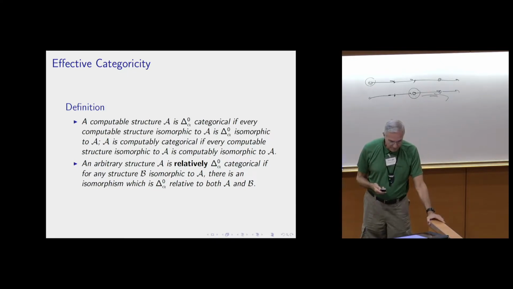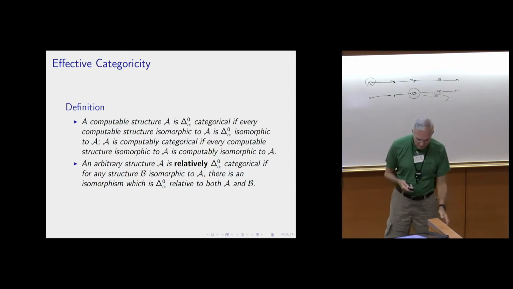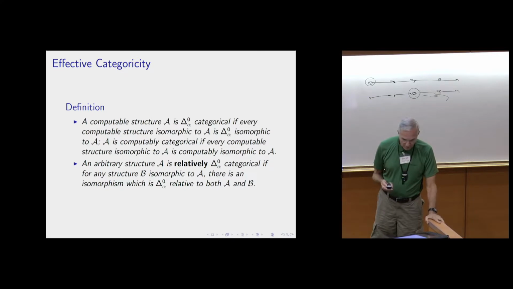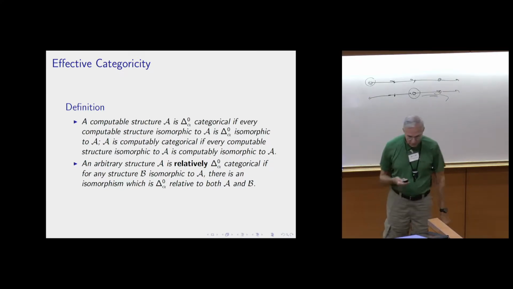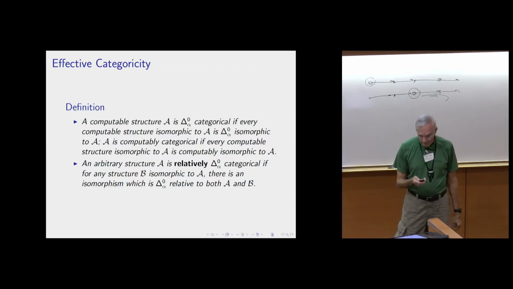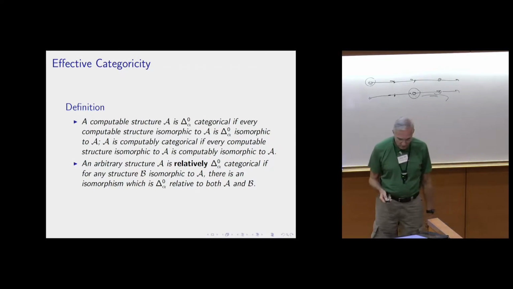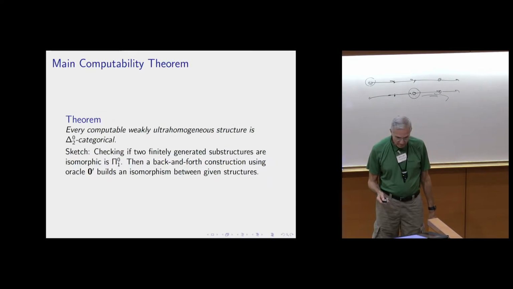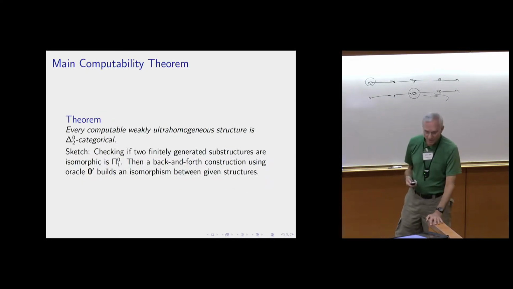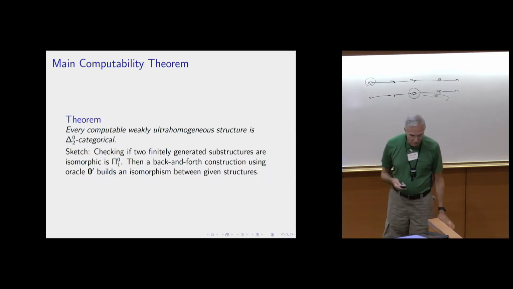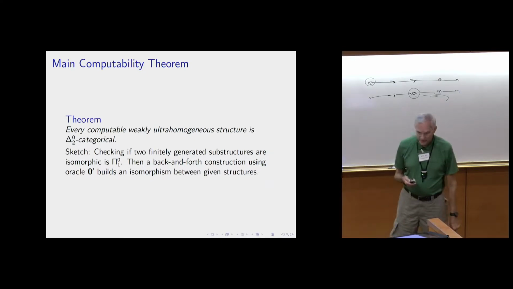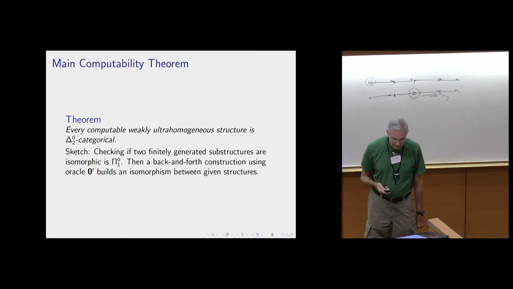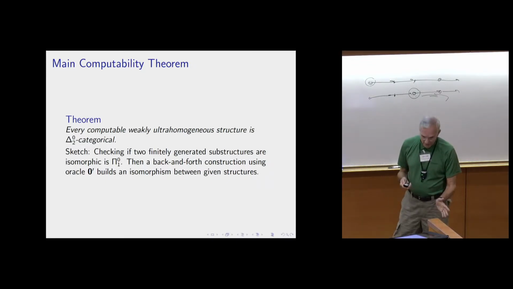Okay. And we also have the notion of relatively categorical. If for any two structures which are isomorphic, there's an isomorphism which will be delta 2 or computable relative to the diagrams of those structures, which is a bit stronger. Okay. So the main computability result we could show: every computable weakly ultrahomogeneous structure must be delta 2 categorical. So I have a sketch.